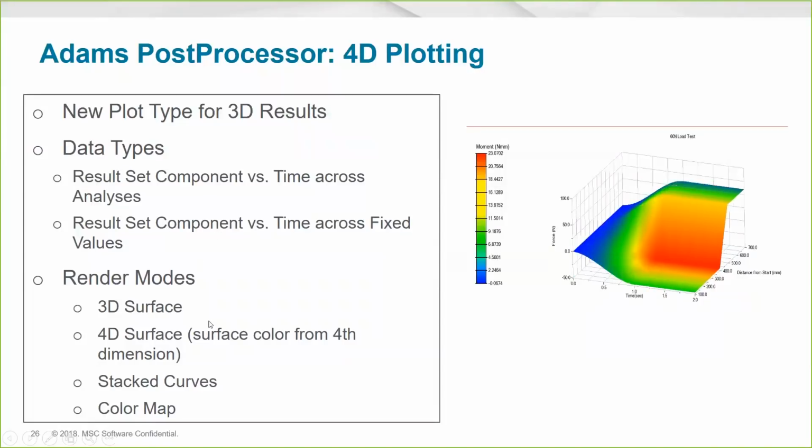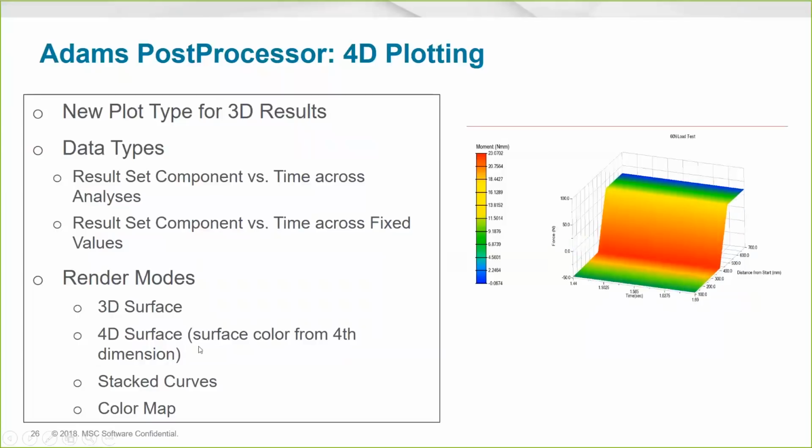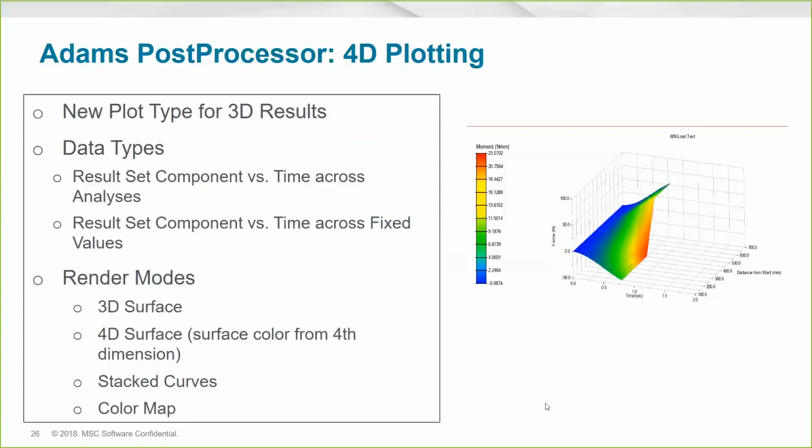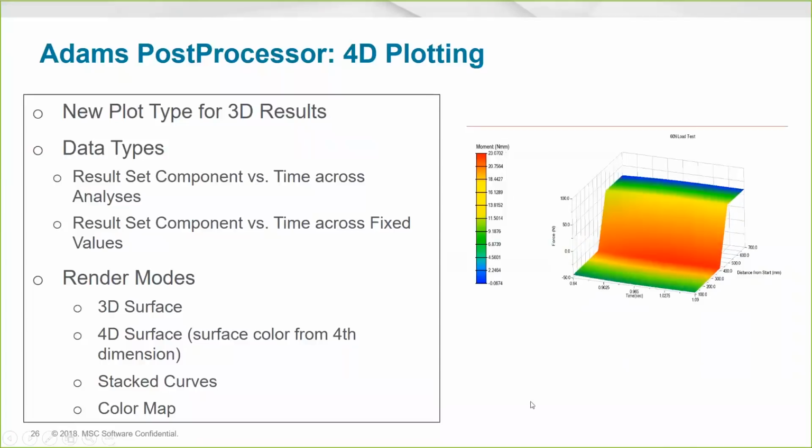And there are a number of different render modes here. So there's a 3D surface. There's also the 4D surface, which essentially means the surface color, and this is what we're showing here on the right-hand side, is using a different dimension than the height. So we've got red in places where it's not highest. That's because I'm looking at a force here, but a moment for the color.